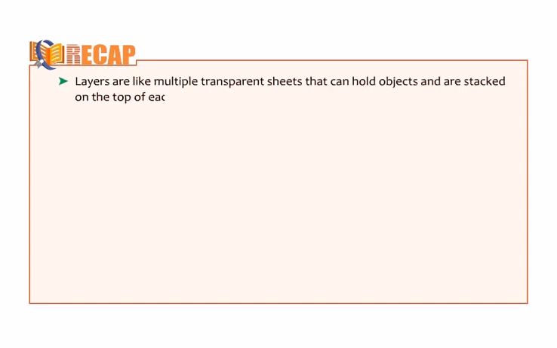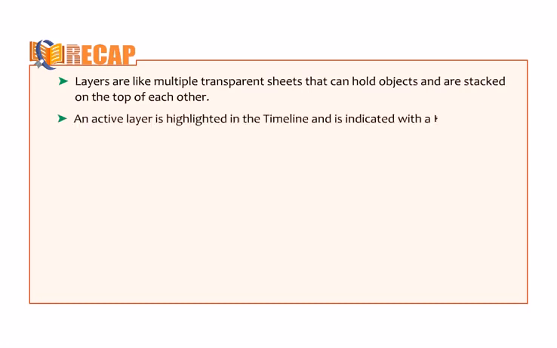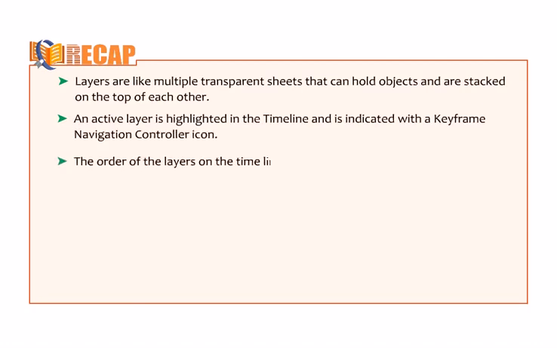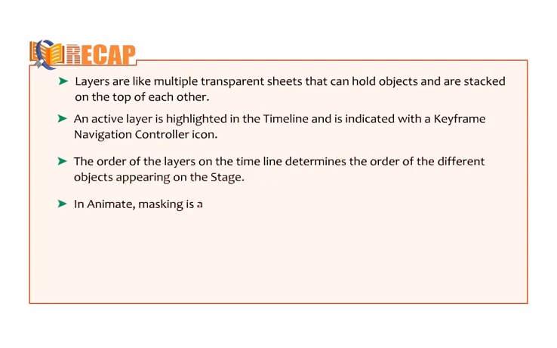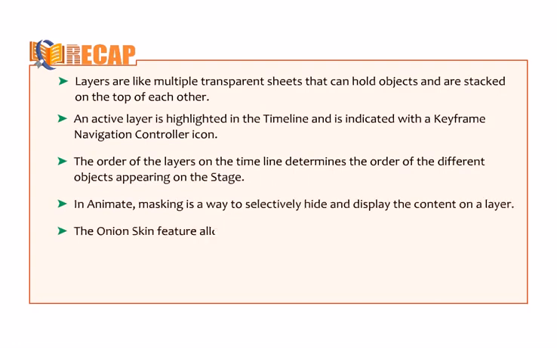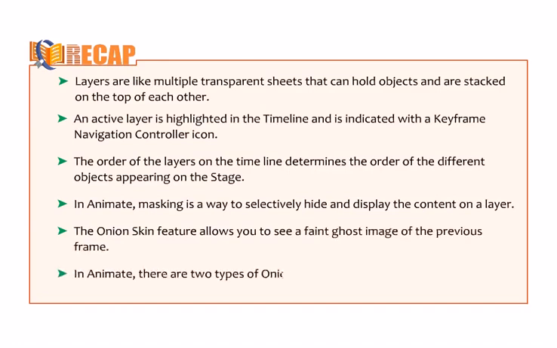Let us quickly glance through the key points discussed in this chapter. Layers are like multiple transparent sheets that can hold objects and are stacked on the top of each other. An active layer is highlighted in the timeline and is indicated with a keyframe navigation controller icon. The order of the layers on the timeline determines the order of the different objects appearing on the stage. In Animate, masking is a way to selectively hide and display the content on a layer. The onion skin feature allows you to see a faint ghost image of the previous frame. In Animate, there are two types of onion skinning: onion skin and onion skin outlines.